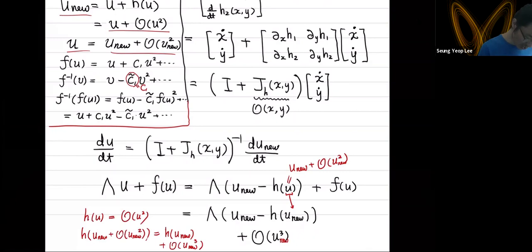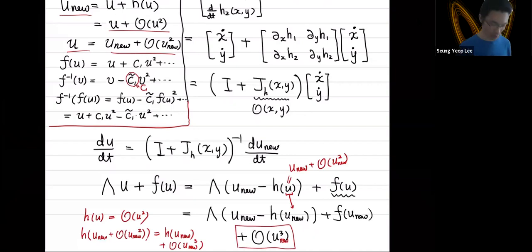So I can change up to the high order. And the same thing here also, because f is also quadratic or higher. So I can change u to u nu with the same up to high order. So the right hand side just changes.